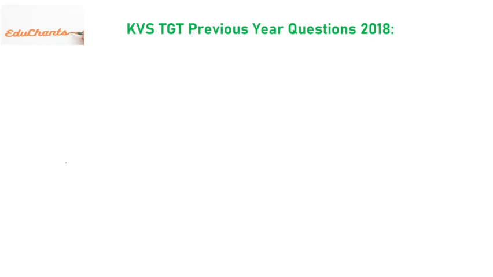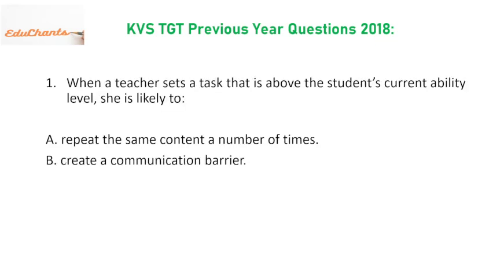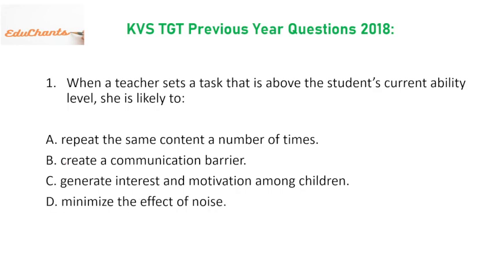Now we will move on to the TGT 2018 questions of KVS. We have to be quite quick right now. Let us understand the first question. When a teacher sets a task that is above the student's current ability level, she is likely to. That means, say for example, a student is learning at class 8, but we are giving them class 9 level maths or science or English.